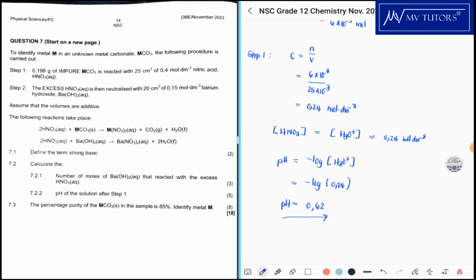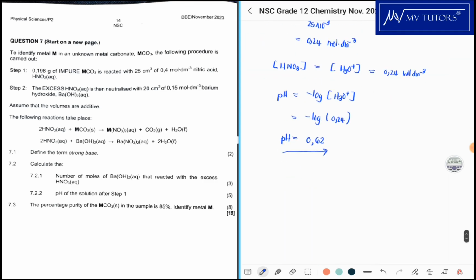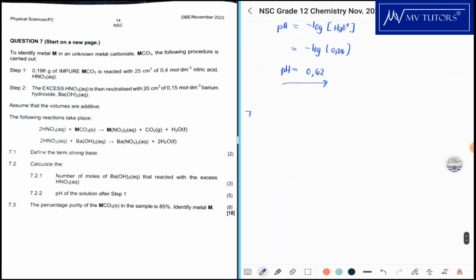So that is 7.2.2. And now 7.3. This was a short question, but very heavy on the marks. It says the percentage purity of the metal carbonate in the sample is 85%. So only 85% of it is the actual metal carbonate. The rest is just impurities.